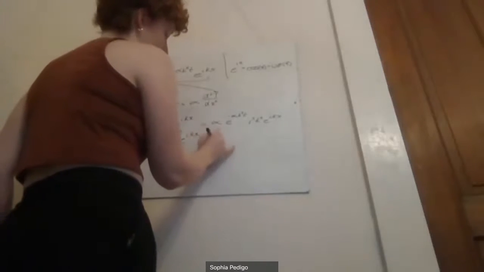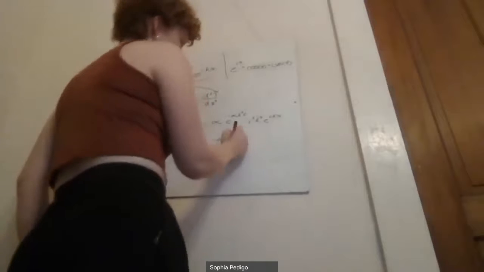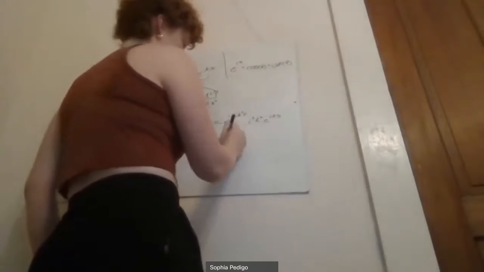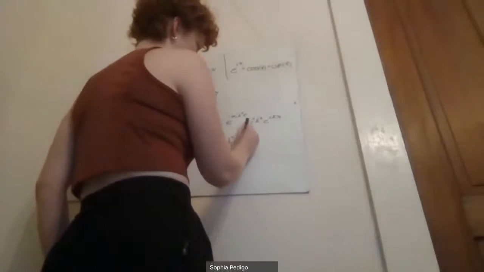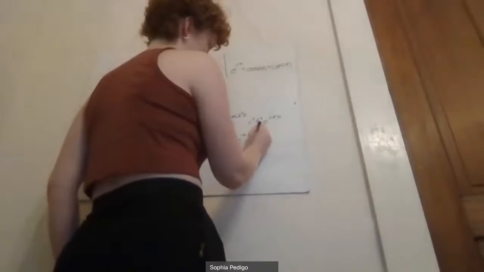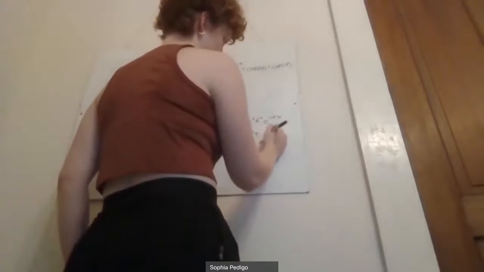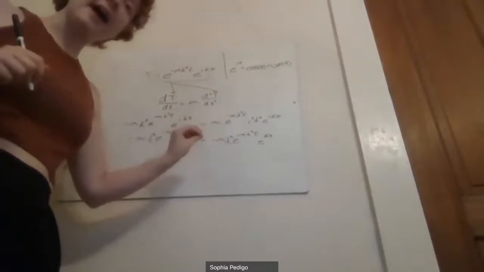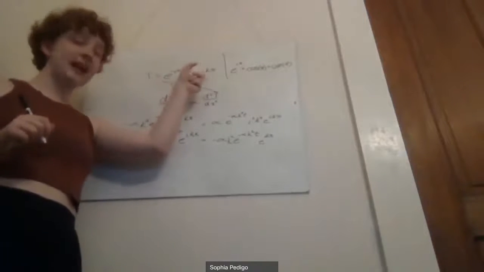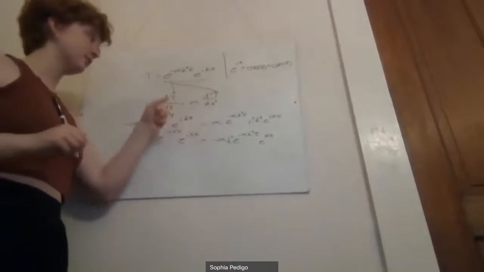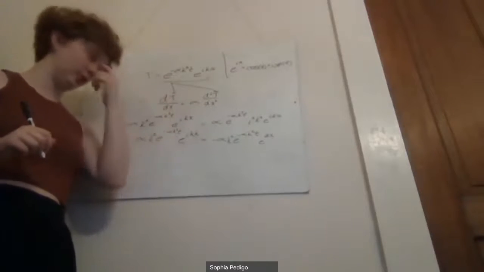And on this side, we'll end up with that negative alpha. Like I said, I'm going to move that k squared over here. And this shows that for any value of k in this equation up here, that is a solution for this partial differential equation.